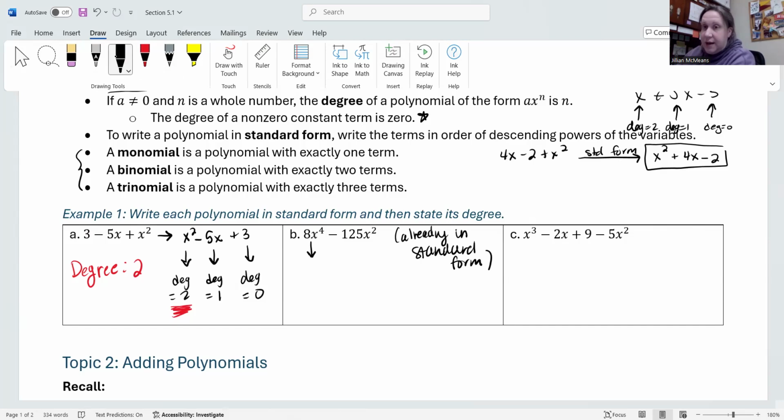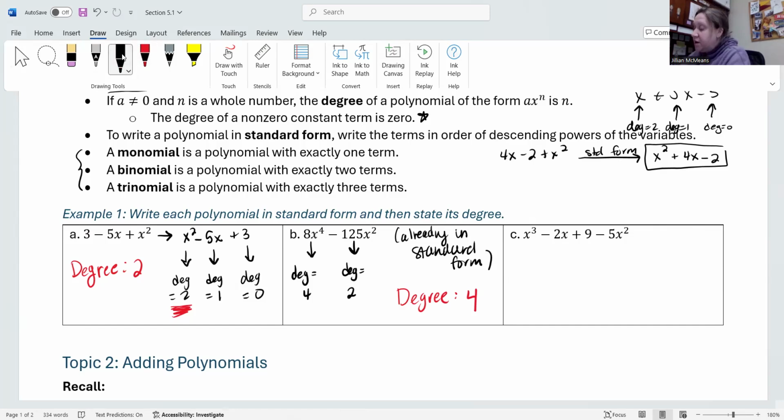The degree of 8x to the fourth, well, we know that the degree of an individual term is going to be that of the exponent. So we would say the degree here is 4. When I look at 125x squared, the exponent is 2, so that would be the degree of the second term. The degree of the whole polynomial is going to be the highest degree of any individual term. So the highest degree of an individual term is 4. So this polynomial has a degree of 4. We would say it's a fourth degree polynomial.